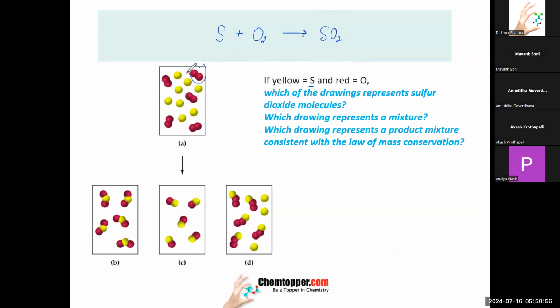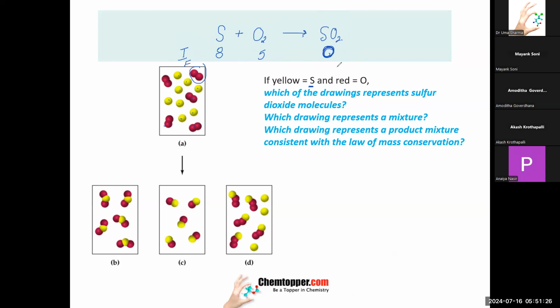Count the sulfur atoms. 1, 2, 3, 4, 5, 6, 7, 8. Count the oxygen atoms. 1, 2, 3, 4, 5. This is initial, before reaction. This is 0 initially. Can you tell me finally? Just complete it here. Finally, how much oxygen should be there?